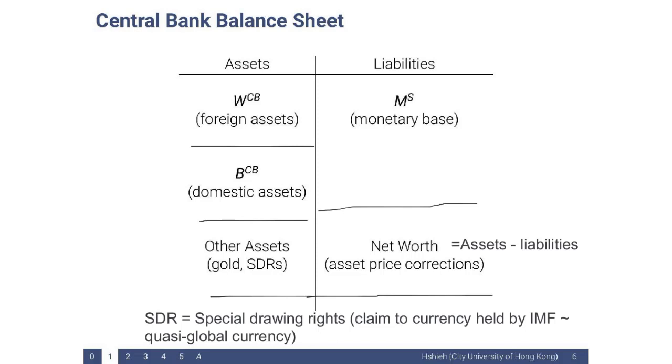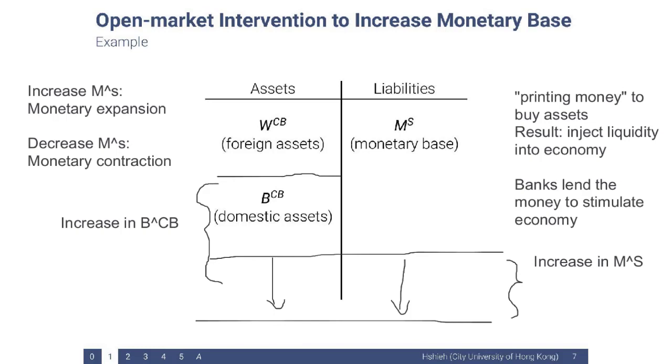Okay, let me write SDR here in case people ask me later. So SDR equals special drawing rights, which is a claim to currency held by the IMF, and it's approximately a quasi-global currency. In case you were wondering, but we're not going to talk so much about it.